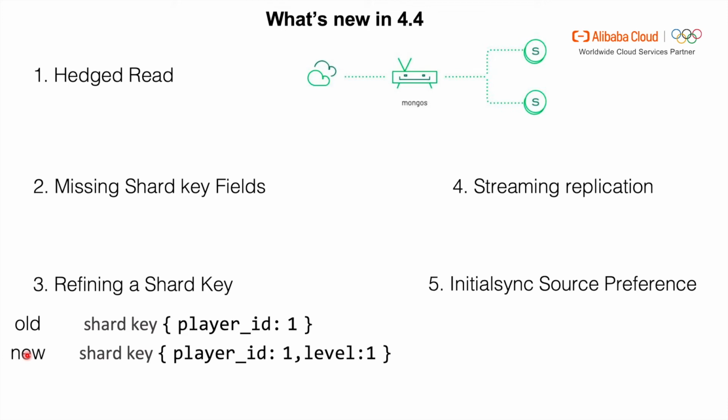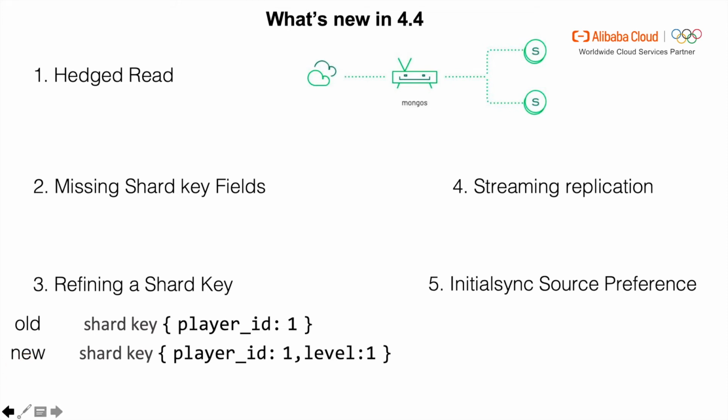Then we talk about hedged reads. For example, if your mongos router is sending reads to your shards, whichever responds fastest, the read will come from that one. So that will reduce the latency for reads.